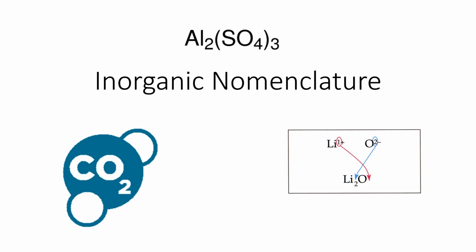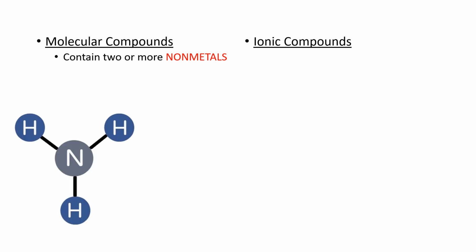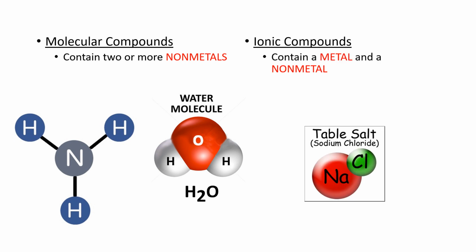This video is going to review all of your inorganic nomenclature rules from Chem 1. Remember that there are two main types of compounds. We have molecular compounds and ionic compounds. Molecular compounds are going to contain two or more nonmetals, something like ammonia with nitrogen and hydrogen, or water with hydrogen and oxygen. While ionic compounds contain a metal and a nonmetal, like sodium chloride, for example.